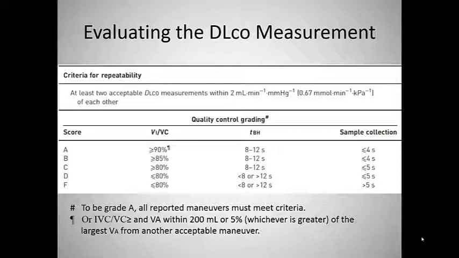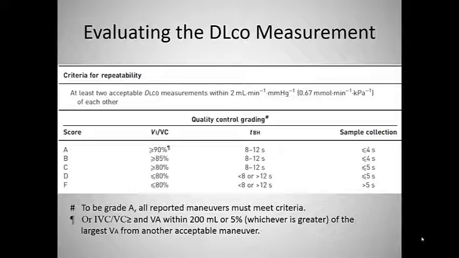Quickly here, what's considered an acceptable diffusion effort? They have some pretty strict criteria now that we're supposed to adhere to and report on the reports. I'm trying to figure out how we can do this here. This is going to cause kind of mutiny in the ranks if we get to this point. You're supposed to score it A, B, C, and D. What every test theoretically should have is an inspiratory vital capacity that's 90% or greater of the forced vital capacity. You should have an inspiratory time hold of 8 to 12 seconds. You should have a sample collection time of less than or equal to 4 seconds, as you're blowing out.